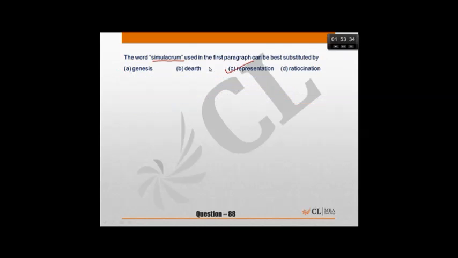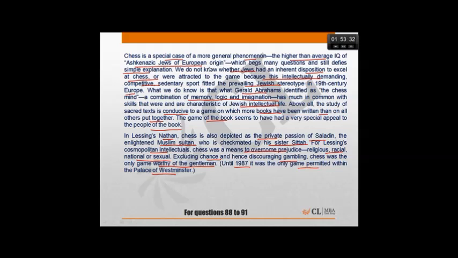Question 90. As regards Jewish domination of chess, the author believes that it occurred because the Jews possessed the skills needed to master it. Did he know exactly? I think he said it's not very clearly known. Let me just look at that part again.